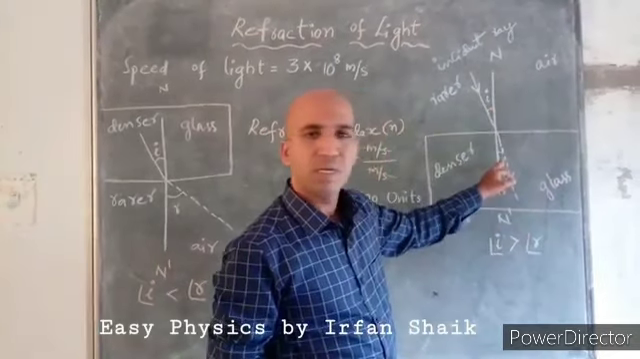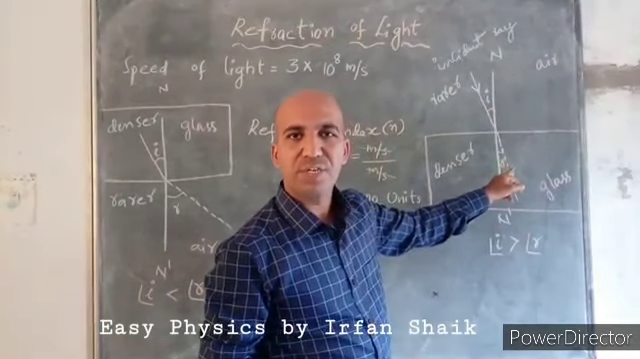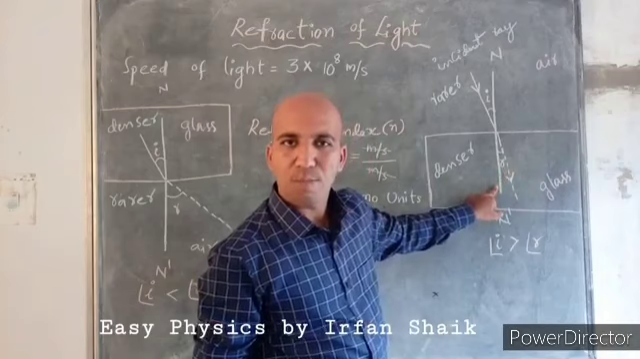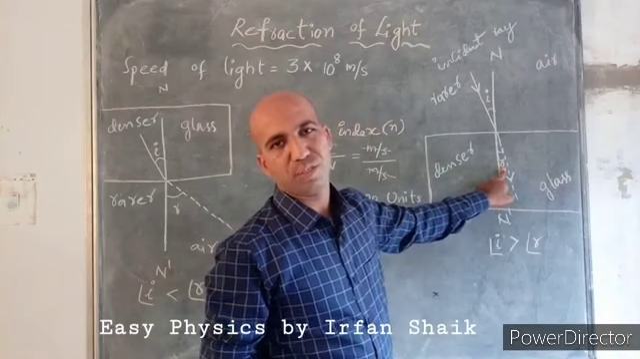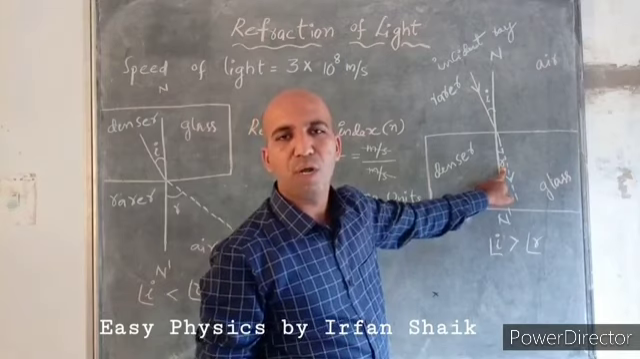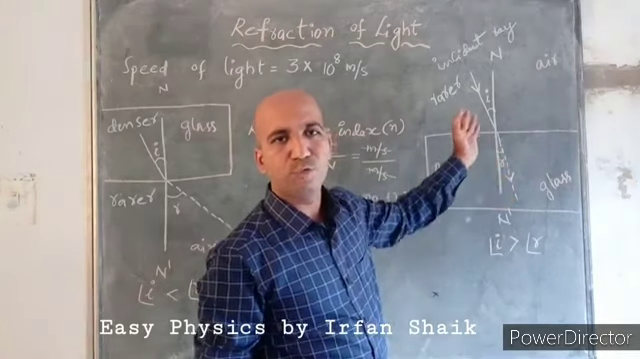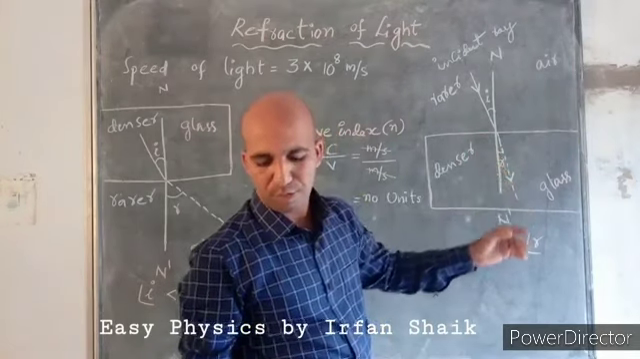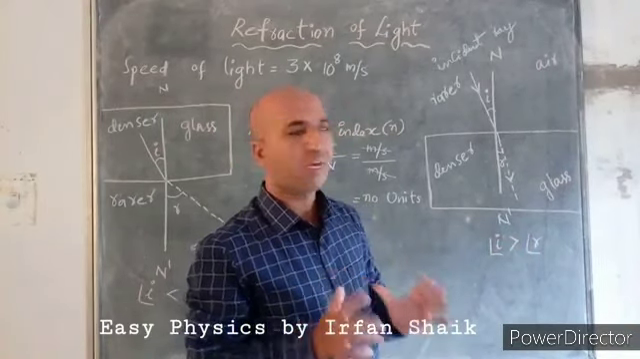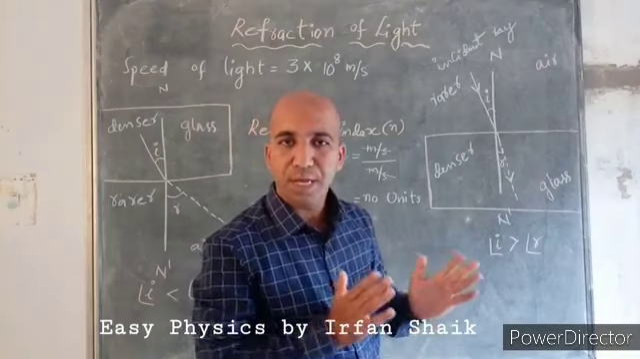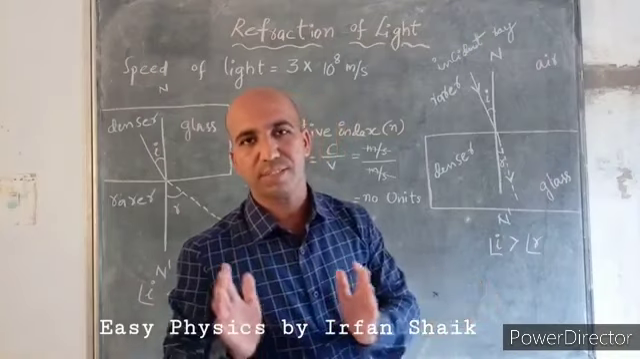And here the angle between refracted ray and the normal line is called as angle of refraction. It is denoted by small r. How these two values are, now we are going to discuss. Let us take the first case. That means when light ray is traveling from air to glass.